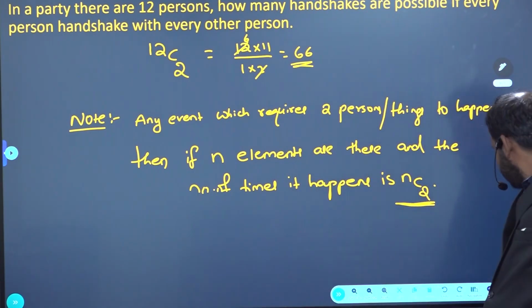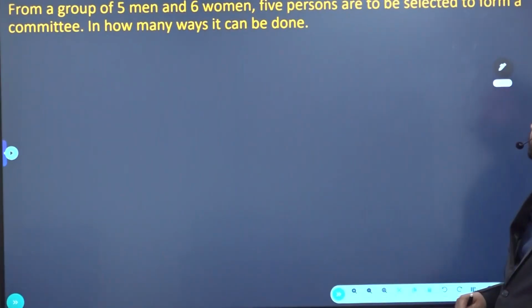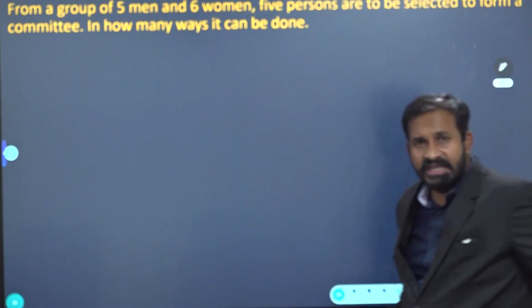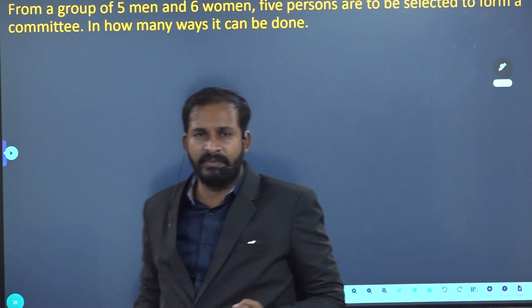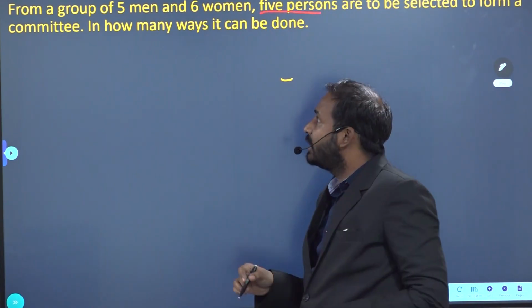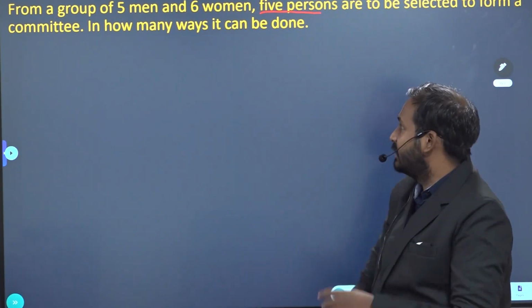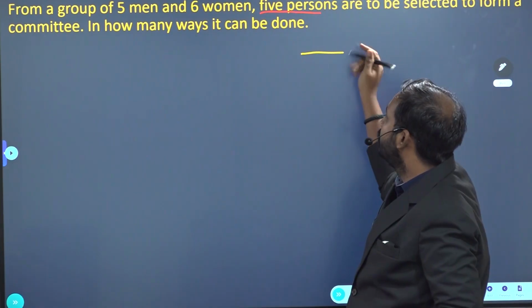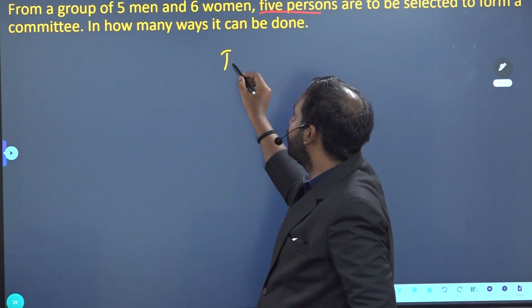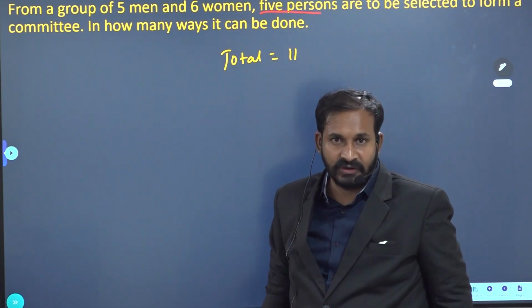Next, from a group of 5 men and 6 women, 5 persons are to be selected to form the committee. In how many ways can it be done? See, is there any condition that this many men and this many women should be picked? No. In general, they are telling us that we need to pick 5 persons. It can be men or women, it doesn't matter for us. We simply require 5 persons to be picked here. So now please see here. 5 persons, how can I pick here? 5 men and 6 women. Total, how many are there for me? Total 11 persons are there, irrespective of gender.